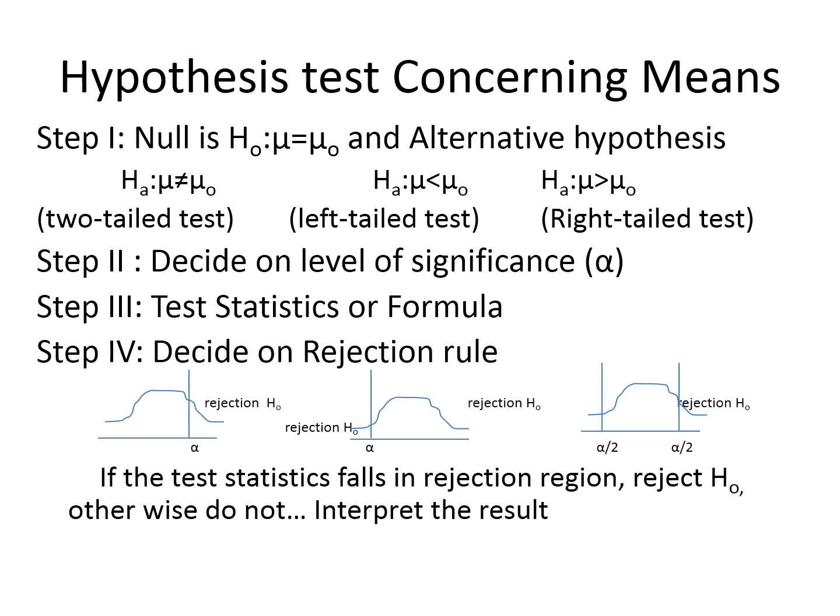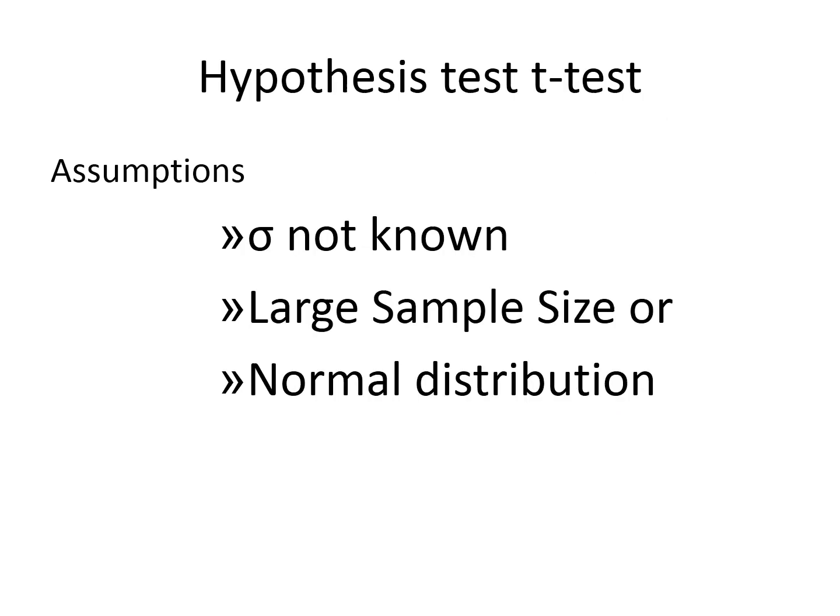If the test statistics falls in the rejection region, suppose your formula answer falls in the rejection region, you will reject H naught, otherwise you will not reject H naught, and then in the final step you will interpret the result. Now we are going to learn t-test.